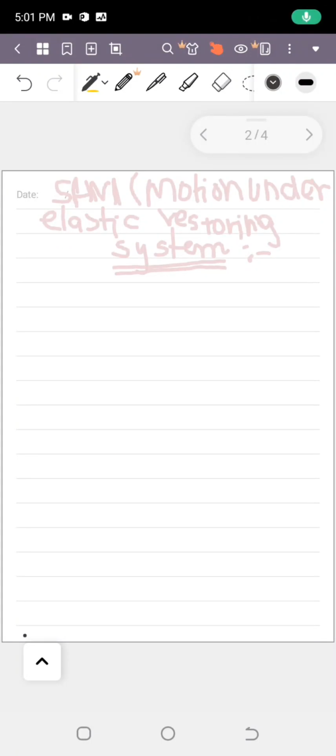Okay, so hello everyone. Today we are going to discuss simple harmonic motion, another type, which is motion under elastic restoring force. Okay, so just have a look.